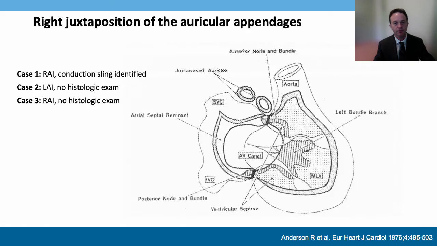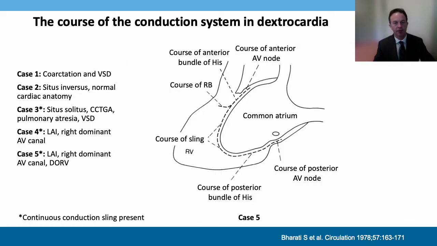The next major category in terms of twin AV nodes is the heterotaxy syndromes, and specifically right atrial isomerism. This early report by Bob Anderson and his group out of the UK histologically described twin AV nodes and a conducting sling in a patient with right atrial isomerism. And this was a very important landmark study. Follow-up studies have shown even greater detail in terms of the conduction system anatomy.